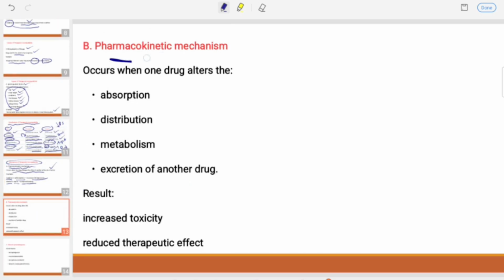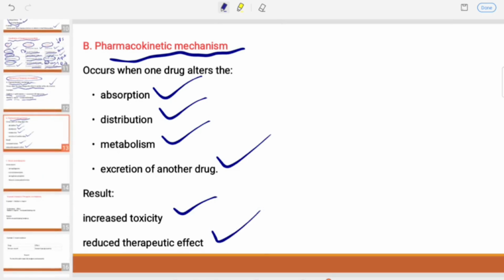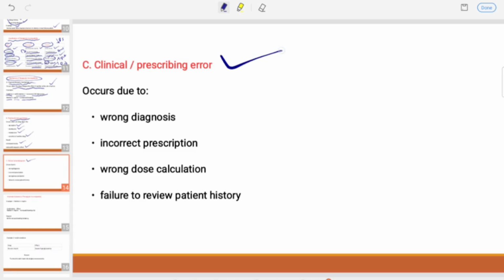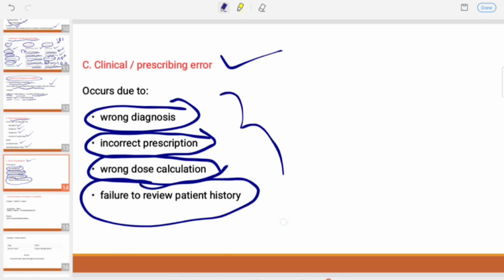Then the pharmacokinetic mechanism. It occurs when a drug alters the absorption, distribution, metabolism and excretion, which will result in increased toxicity and a reduced therapeutic effect. Then clinical or prescribing error. Here, if the prescriber or diagnoser diagnoses in a wrong way, that is wrong diagnosis, then incorrect prescription, then wrong dose calculation, then failure to review the patient history, all these may lead to a treatment error or prescribing error.